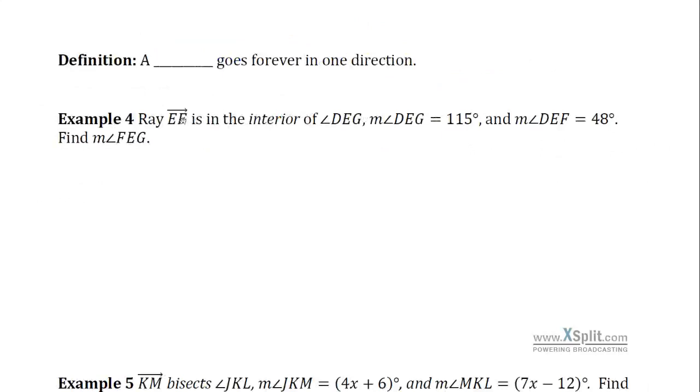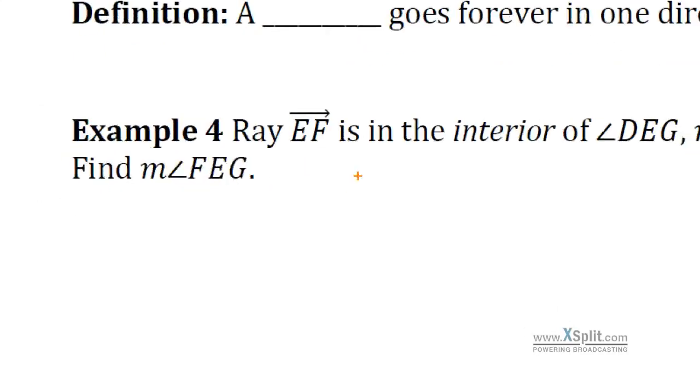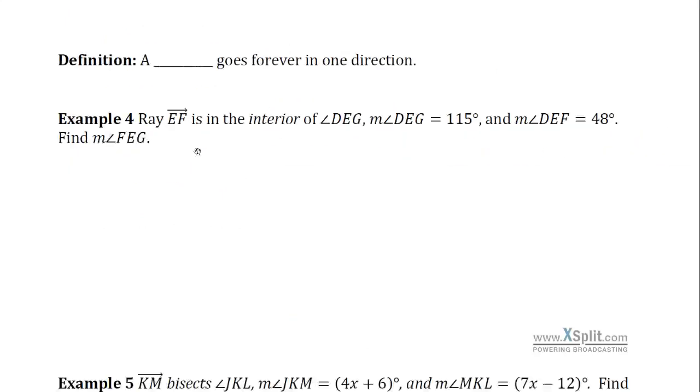But we're going to use rays. So ray EF, do notice that in the naming convention here, EF has an arrow pointing off to the right. That means it starts at E, shoots off towards F and beyond. EF is in the interior of DEG. Let's look at that word, interior. It means on the inside. It's on the inside of DEG.